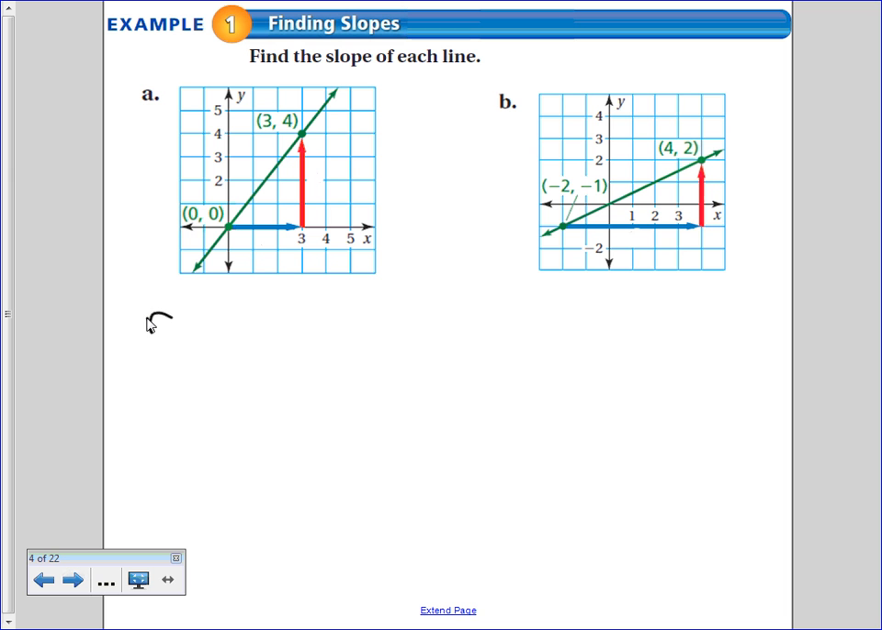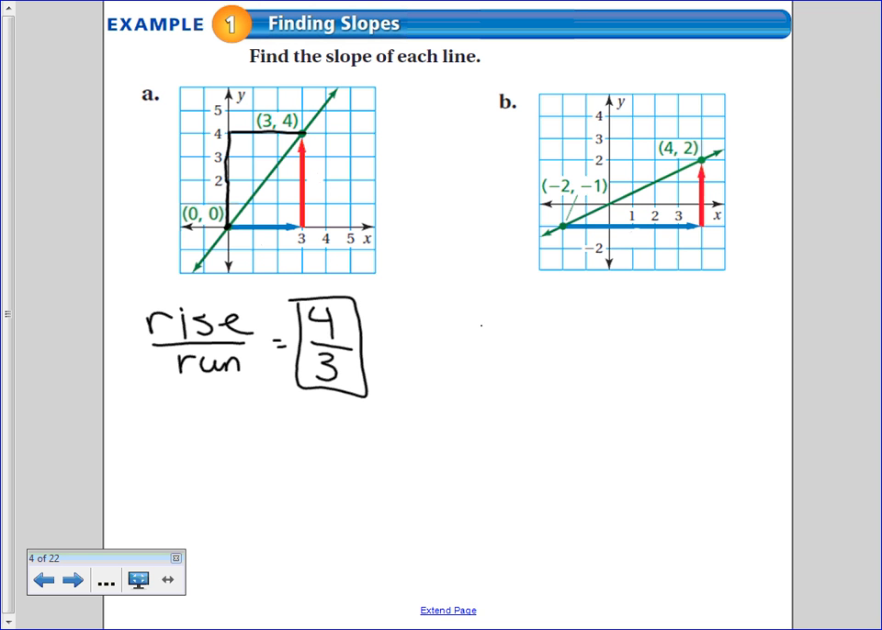Again, we're going to do rise over run. Start at one point, go rise. 1, 2, 3, 4 is our rise, and our run is 1, 2, 3. So our slope is 4/3.